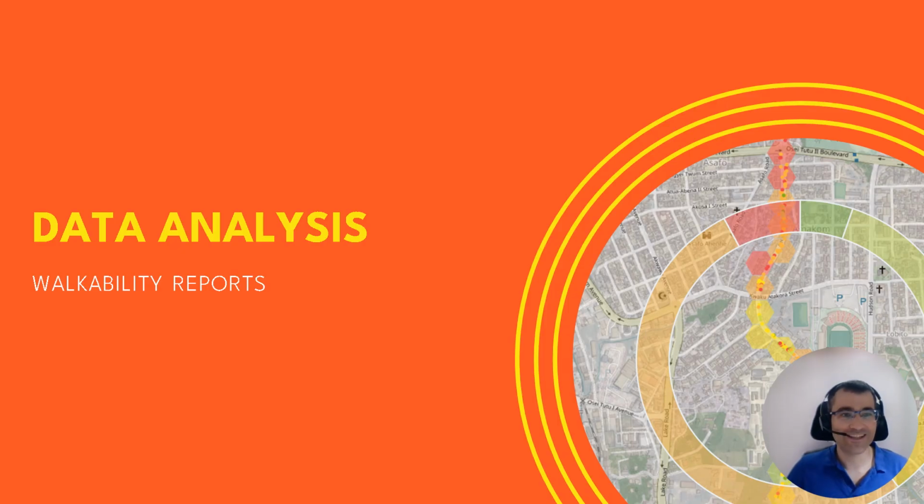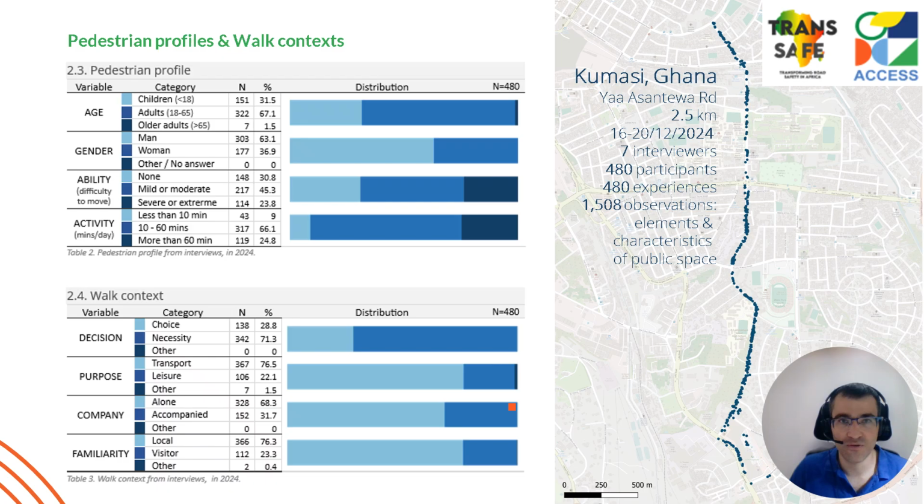Moving to the data analysis, I'm going to explain what type of spatial and content analysis we can do with this data. So for the case of the project in Kumasi, in 2024, we conducted almost 500 interviews with 480 participants, linked to 1,500 observations. So these determinants that I just explained. So the first outcome of the study is to understand who walks there, but also who doesn't walk there, to create a profile of all the pedestrians.